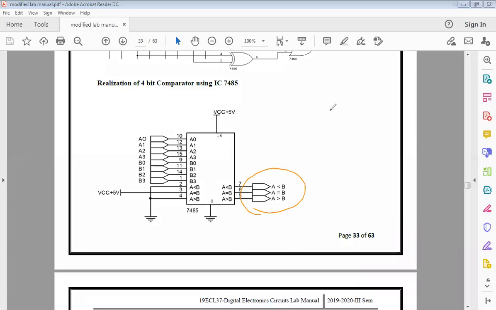So how is this performing this function? For this, you should understand that it has its inputs: A0, A1, A2, A3. So how many bits is it capable of comparing now? How many bits is it capable of?